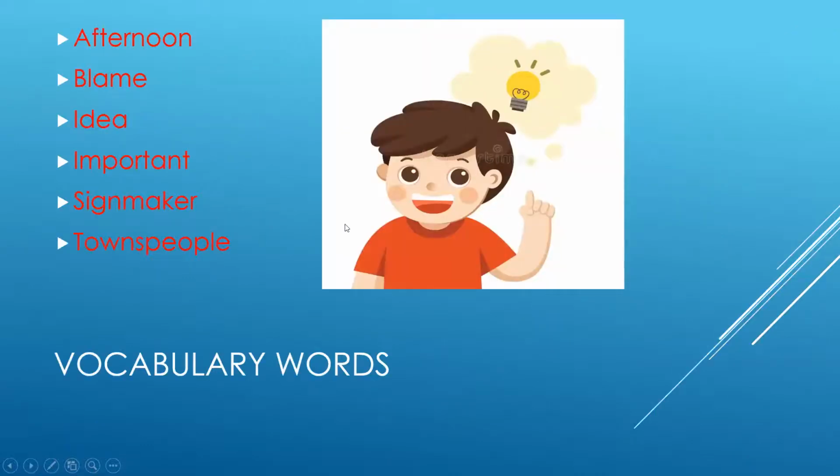But before we do this, I would like us to all have a look at the high frequency words that will occur in the story while we listen to it and look at it. The first word is afternoon, second, blame, idea, important, sign maker, townspeople. It's afternoon, blame, idea, important, sign maker, and townspeople.